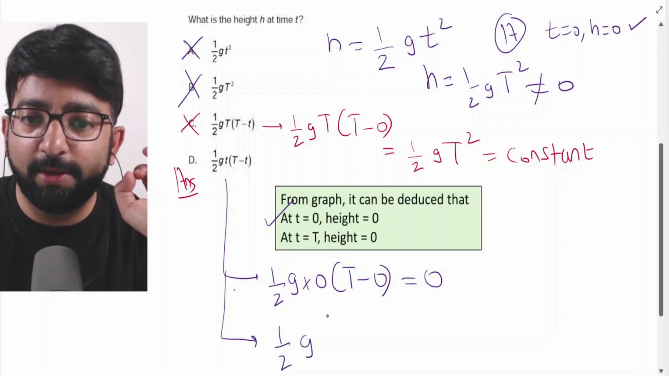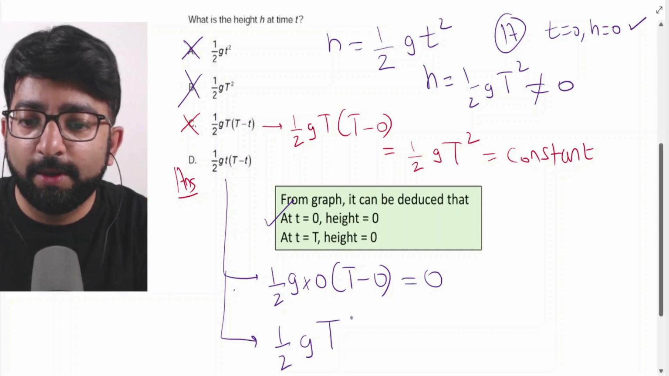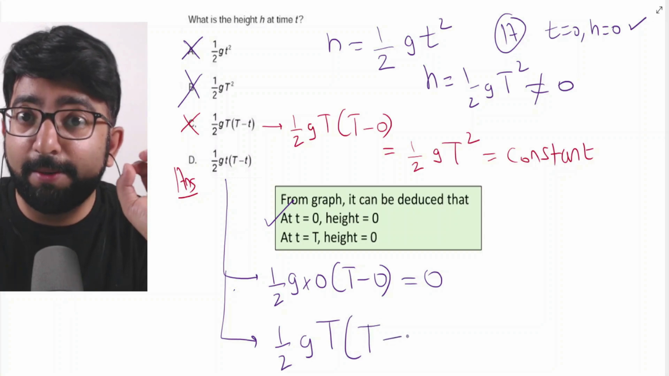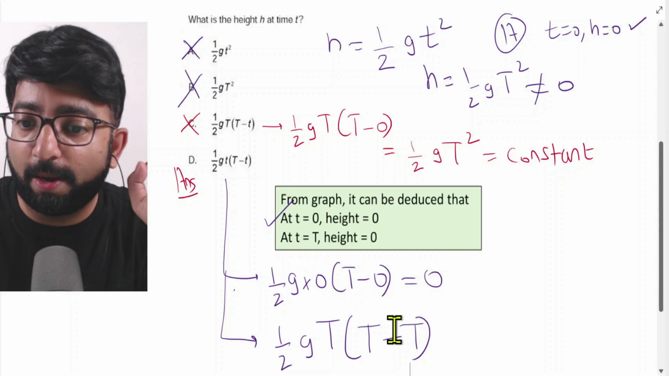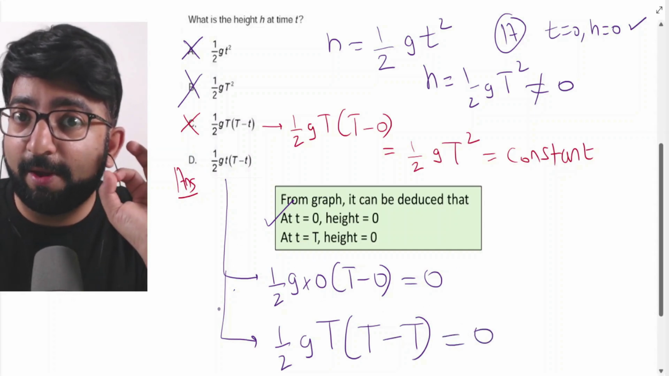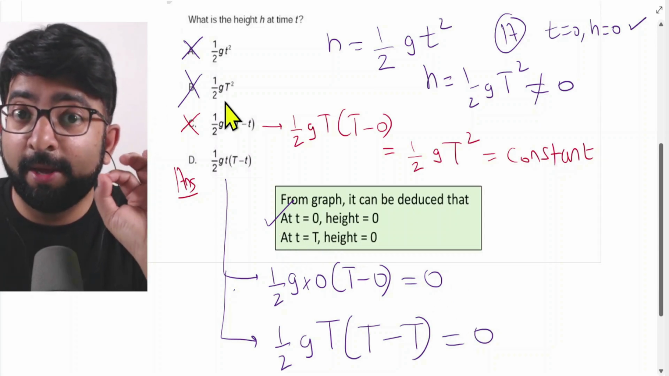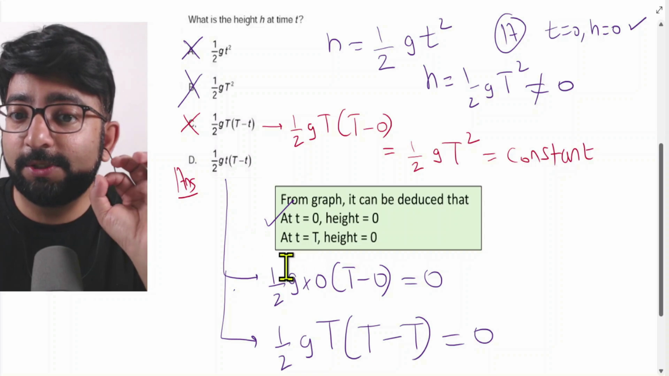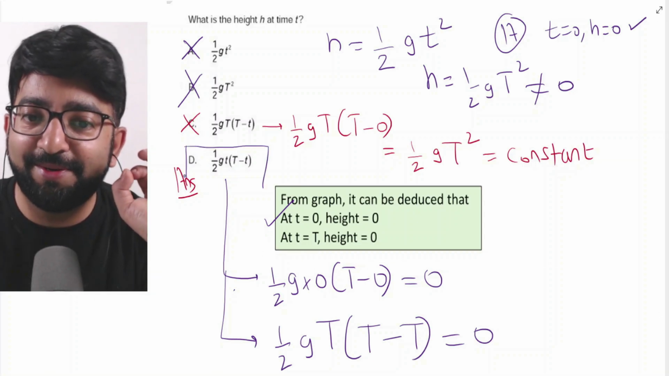Half g t, the small t, which in this case will be capital T, multiplied by capital T minus capital T, since we are considering time is equal to capital T, which will also become 0, which means the height value is 0 at both the points, time t is equal to 0 and capital T. Hence, option D is satisfying both the conditions, and that is why we say option D is the right answer to this question.